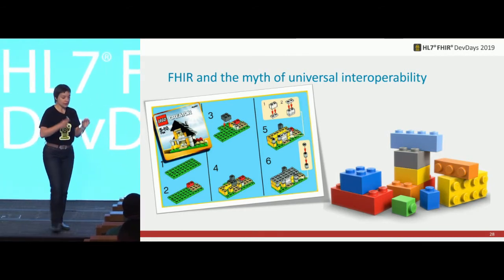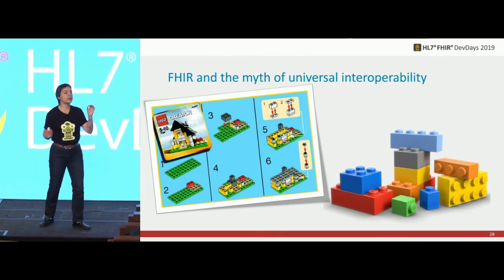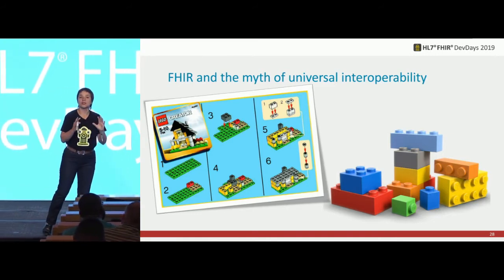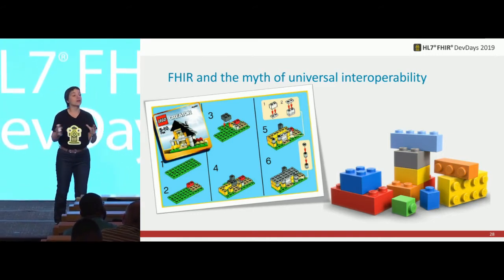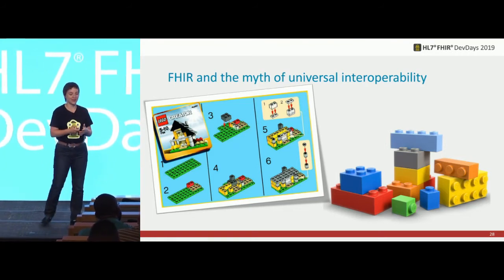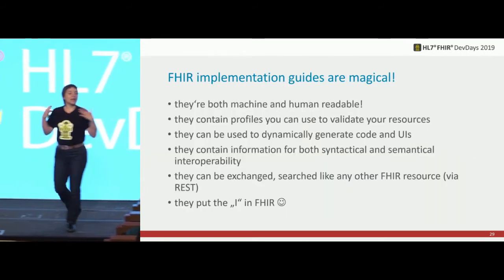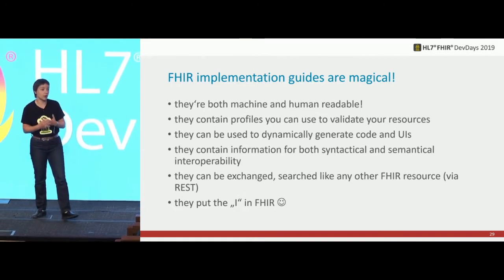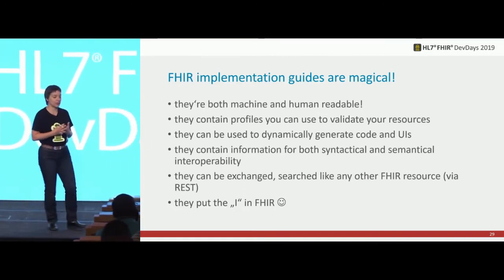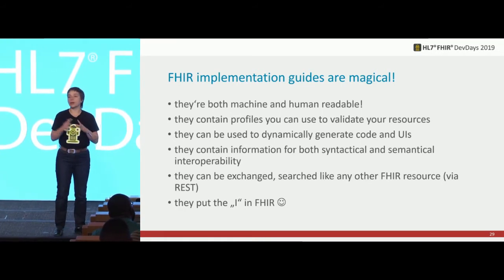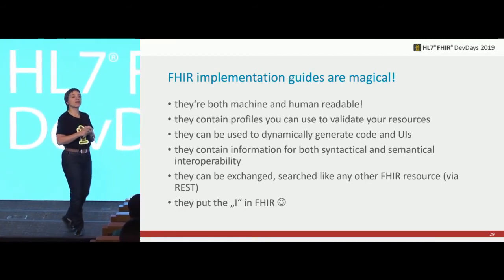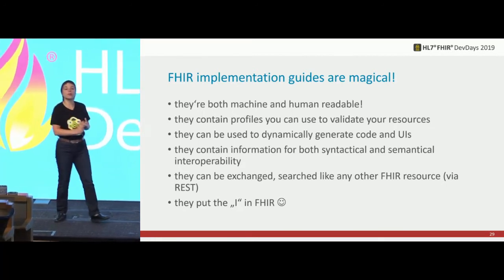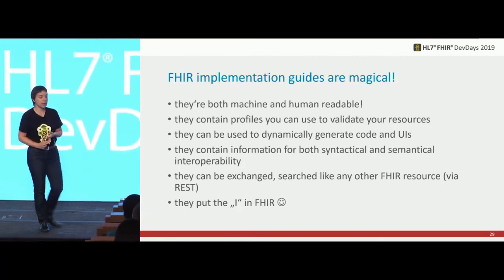So these building instructions, these are the parts that give us interoperability. It's not so much the standard itself, it's just giving us the bricks that we can put together. So we need implementation guides. Whatever we do with FHIR, if you want to be interoperable, you have to use an implementation guide. And the nice thing about our implementation guides is they are basically magical. They can do wonderful things. They are both machine and human readable.